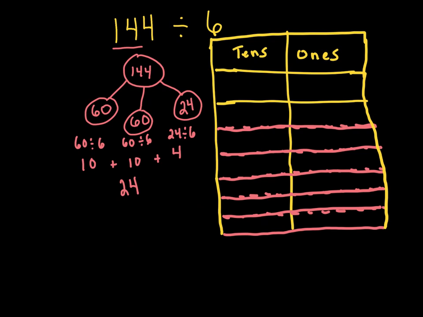All right, continuing on with another strategy. So we know that 6 can't go into 144, but it can go into 120. So we're going to say, how many tens? We're going to do 10 tens. 1, 2, 3, 4, 5, 6, 7, 8, 9, 10. That's 100, 10 tens. And then we have 2 more because it's 120.